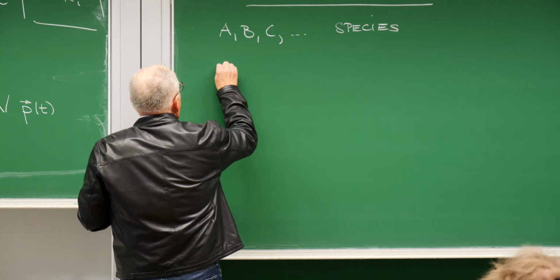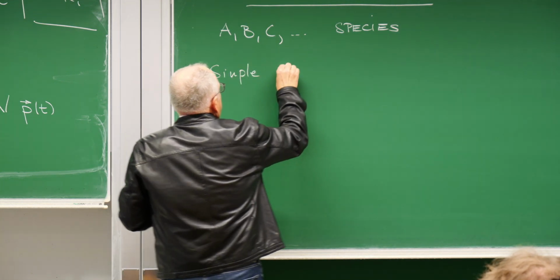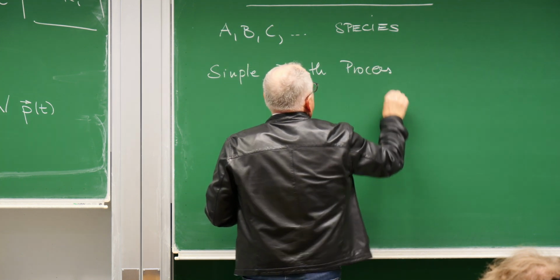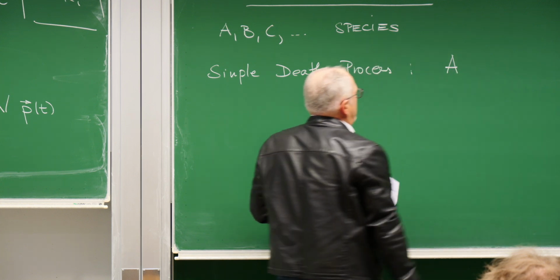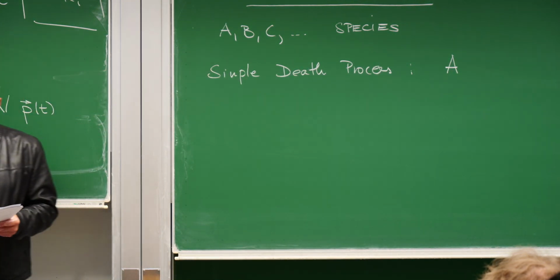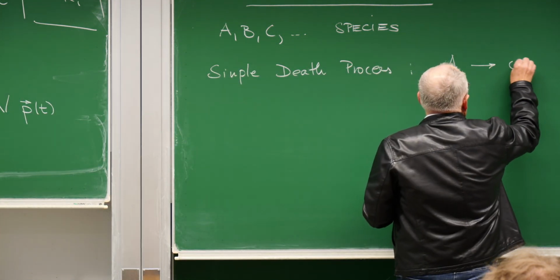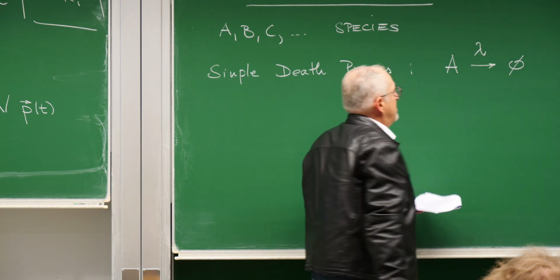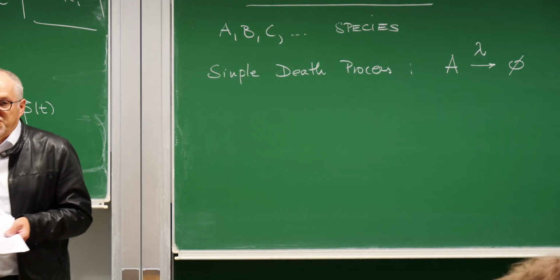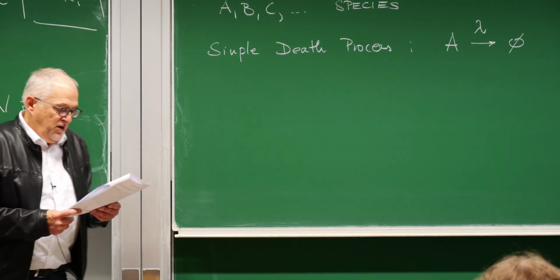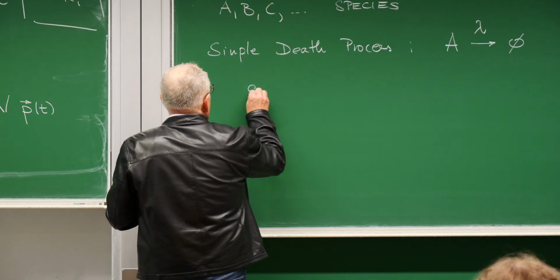Now let's look at the most simple process, which is called the simple death process. That means we consider just a single species, let's call it A, and I say it's dying with a rate lambda. You can also call this a decay of nuclei, right? Radioactive decay, that's the same thing. Certain number of radioactive nuclei and their decay.